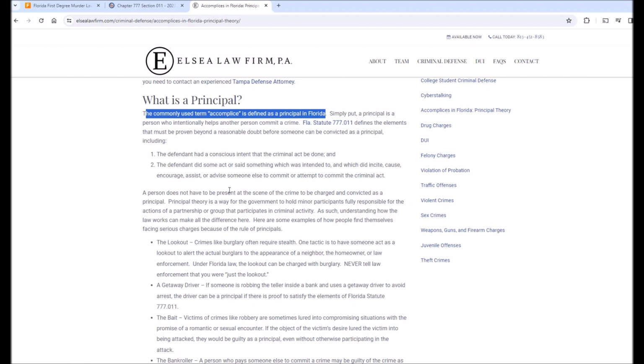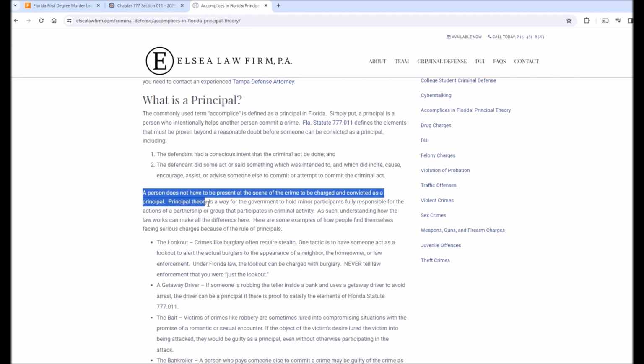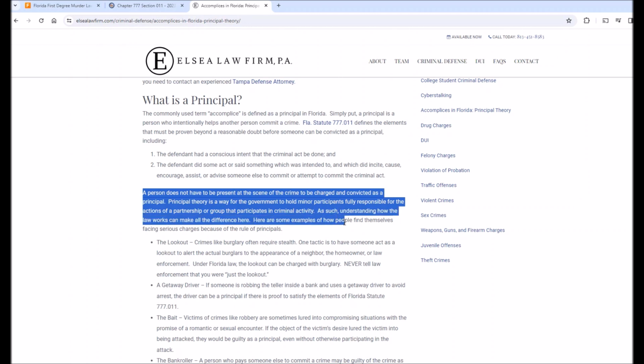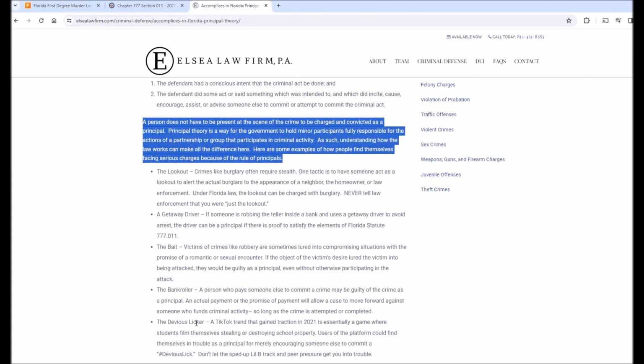They all went there. And a person does not have to be present at the scene of the crime to be charged and convicted as a principal. Principal is a theory, a way for the government to hold minor participants fully responsible for the actions of a partnership or a group that participates in criminal activity. As such, understanding how the law works can make a difference here. Here are some examples of people facing serious charges because of the rule of principals. And here's one: the lookout, the getaway driver, the bait, the bank roller, the devious look.